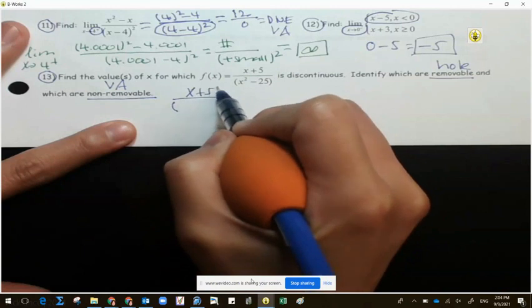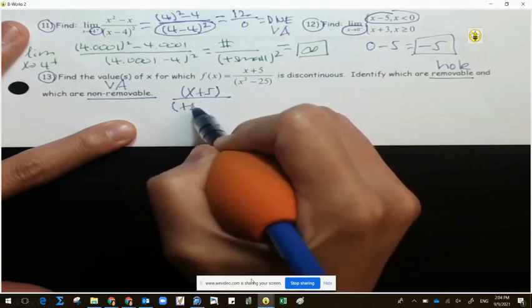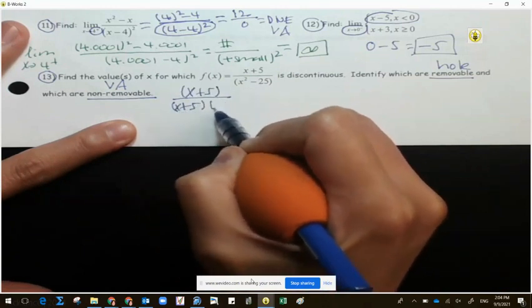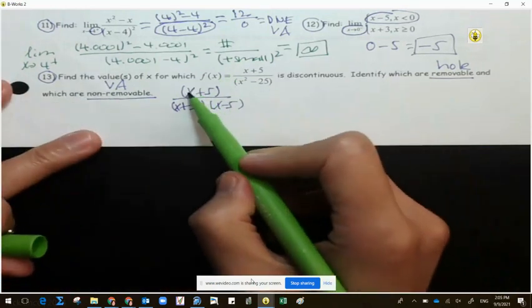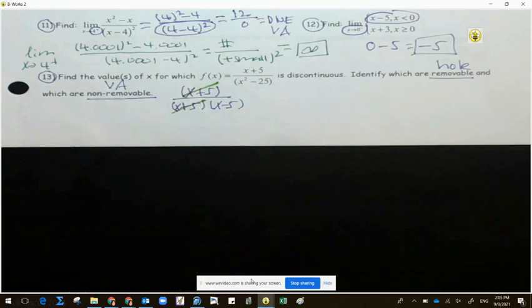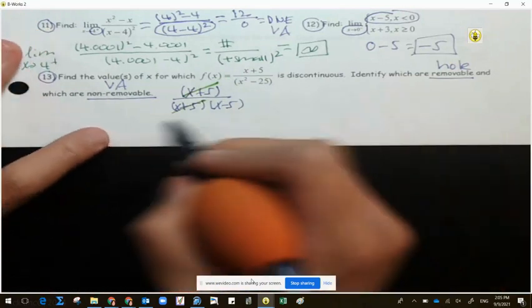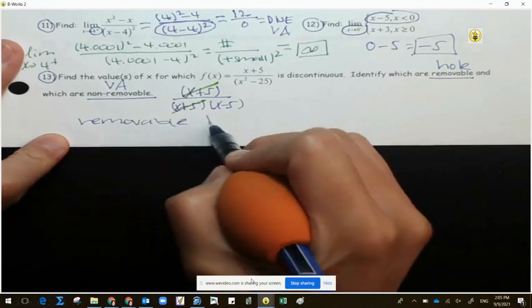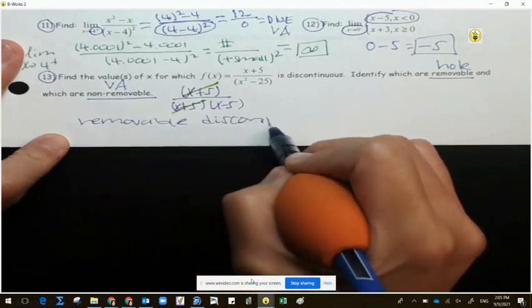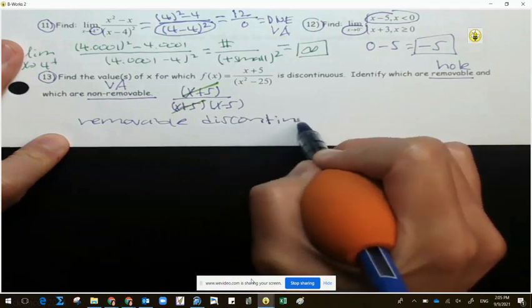The denominator, right? So we have x plus 5 and what else? X minus 5. And does something cancel out? When something's gone, is that removable or non-removable? Removable. So let's write out removable discontinuity.